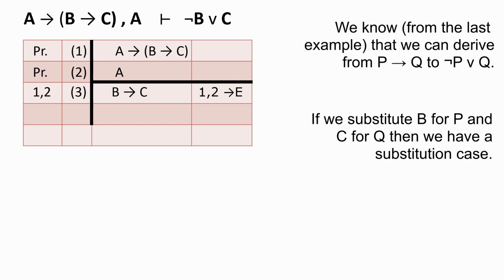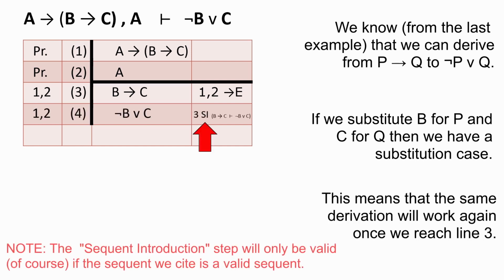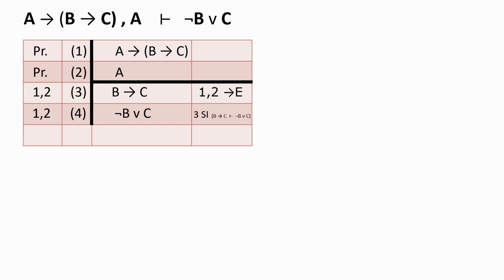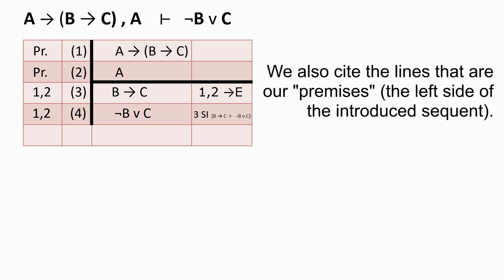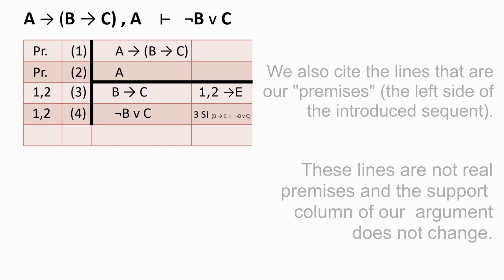So our derivation will work again if we substitute B for P and C for Q. So we can cite SI, or sequent introduction, and then the sequent we are using to move to not B or C. We also cite the lines which we use as the, quote, premises of our sequent, although those do not become premises of our current argument. In this example, we cite only line 3, but our supporting premises are unchanged.